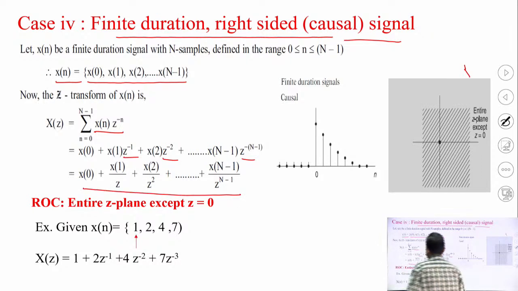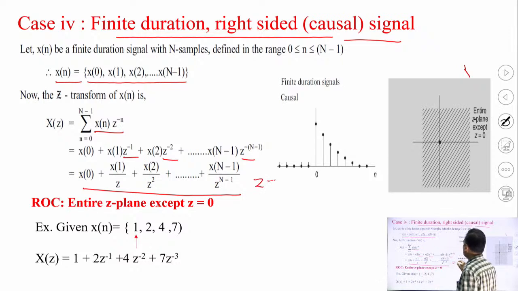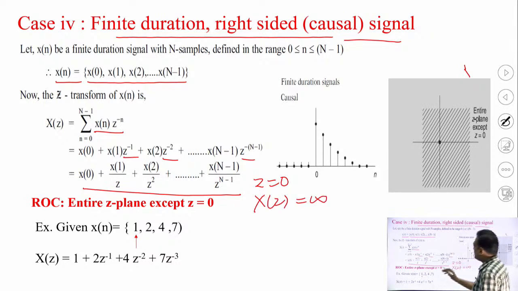So you can see here, if the value of z becomes 0 at any point, the value of X(z) will become infinity, so it will not converge. So you can say the ROC is the entire plane except z equals 0, because when you calculate the value at z equals 0, X(z) will be infinity. So the ROC is the entire plane except z equals 0.